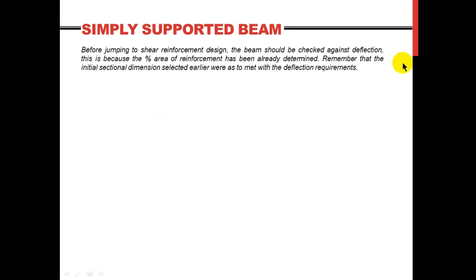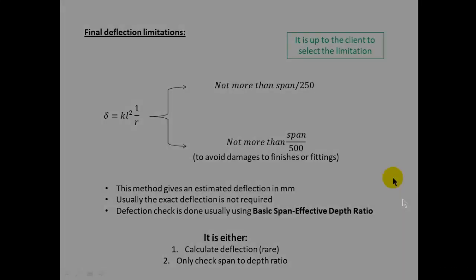The answer is that we have determined the area of reinforcement. And since we have the area of reinforcement for both compression and tension, I guess we have everything that we need to check the deflection using the effective span to effective depth ratio. Then why would we delay it until the very end of our design process, and then be surprised that the deflection doesn't meet the code requirements?